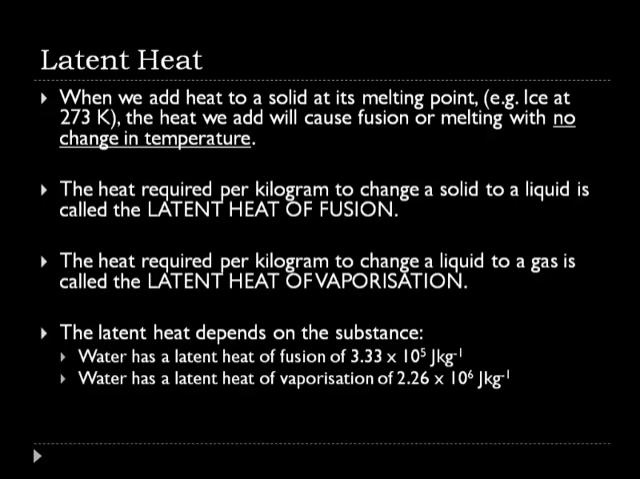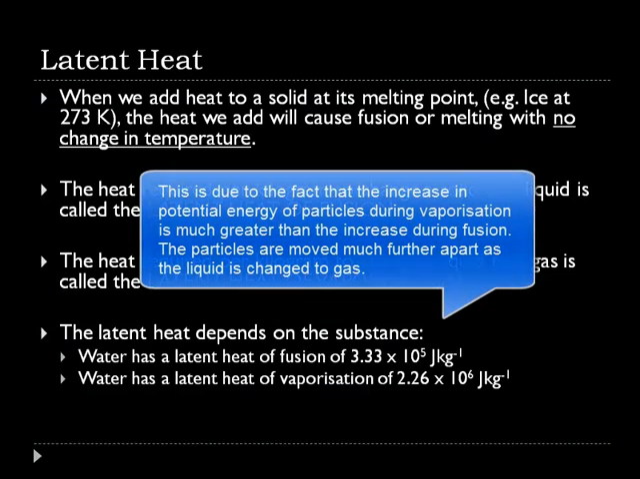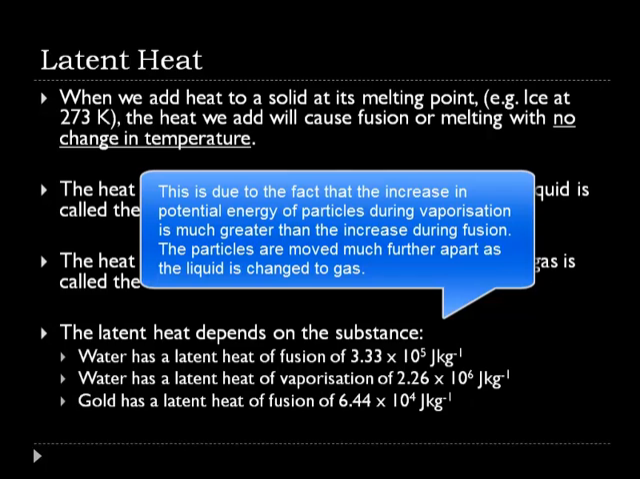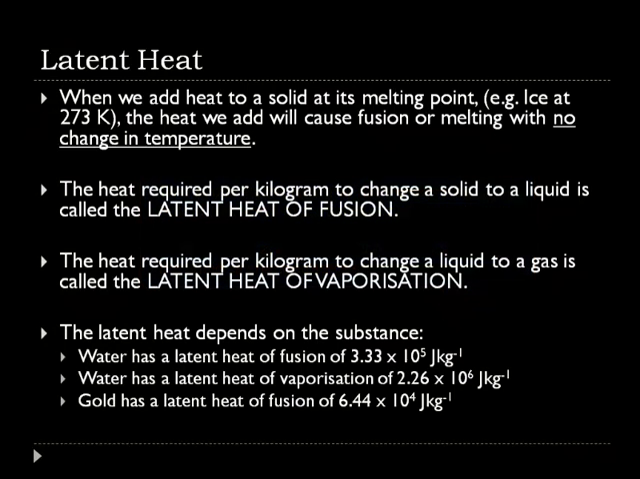So these are both water. These are the two different types of latent heat for water, and you can see that much more energy, much more heat, needs to be added if we are to vaporize a kilogram of water than if we are to melt a kilogram of water. Gold has a latent heat of fusion of 6.44 times 10 to the 4 joules per kilogram. So changing 1 kilogram of solid gold to 1 kilogram of liquid gold takes less energy than changing 1 kilogram of ice to 1 kilogram of liquid water.